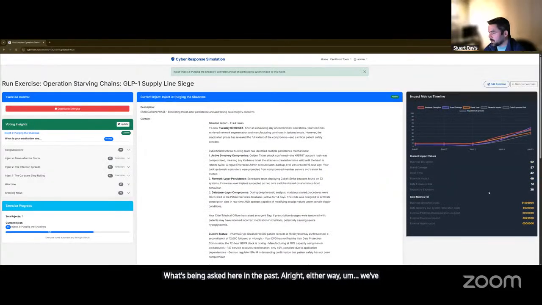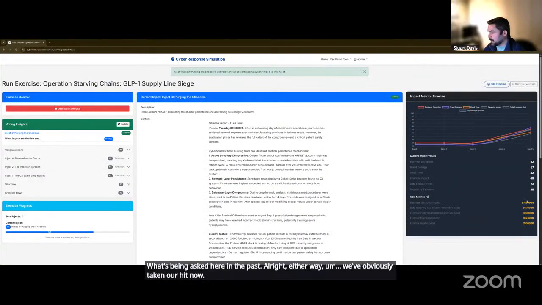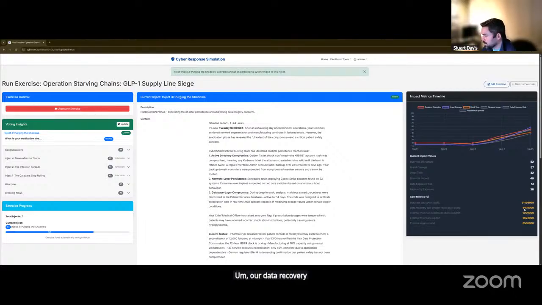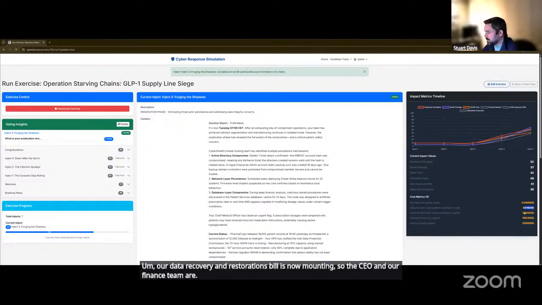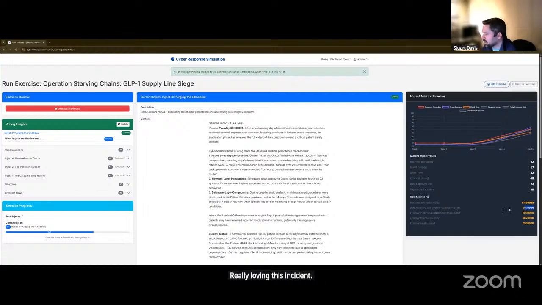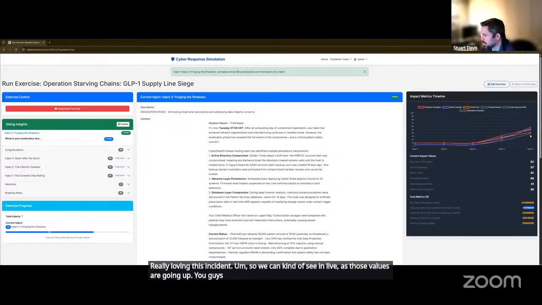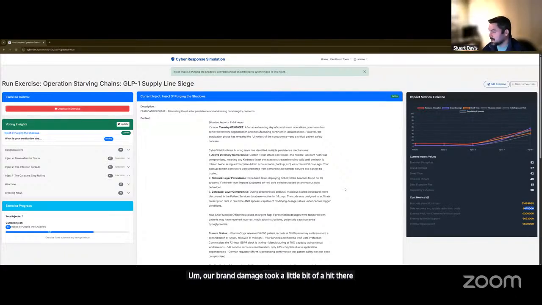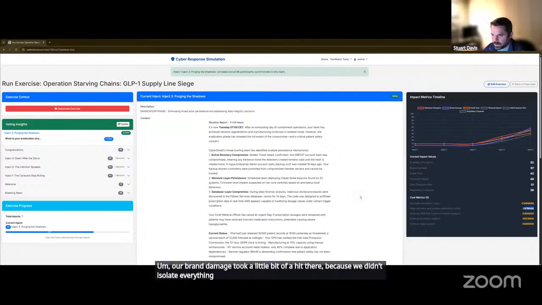we've obviously taken our hit now. As a result of that tiered containment, we've taken on a lot of disruption costs to the business. Our data recovery and restoration bill is now mounting. So the CEO and our finance team are really loving this incident. We can see live as those values are going up. You guys have been steadily maintaining things like the data exposure and regulatory concerns. Our brand damage took a little bit of a hit because we didn't isolate everything, but we're doing good.